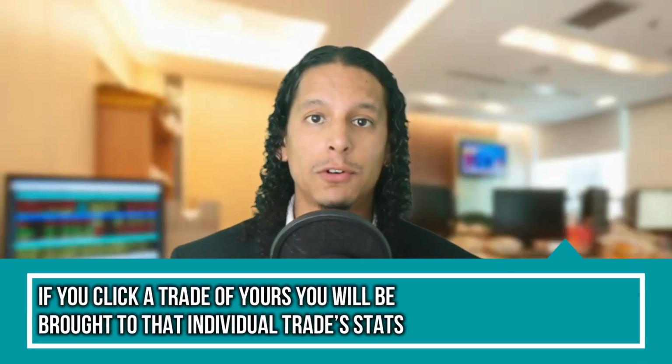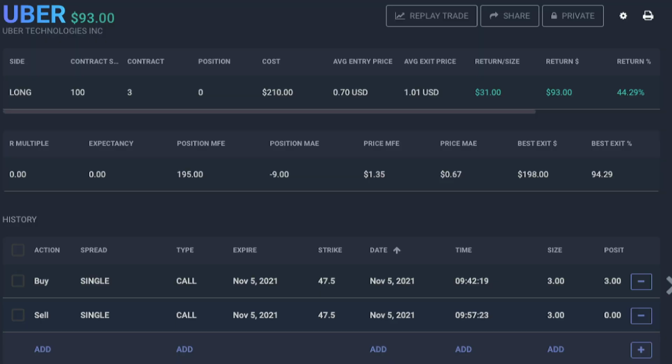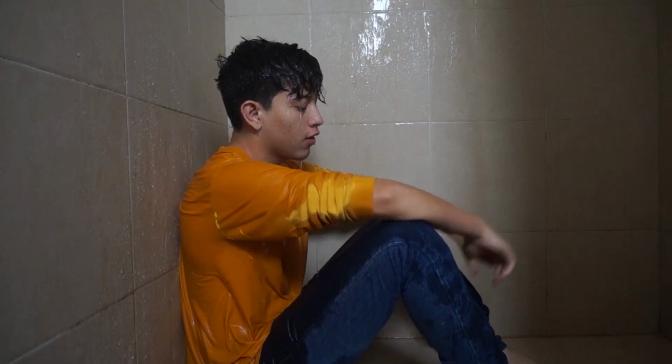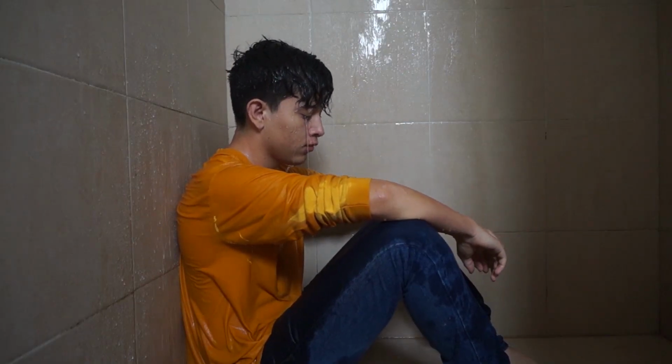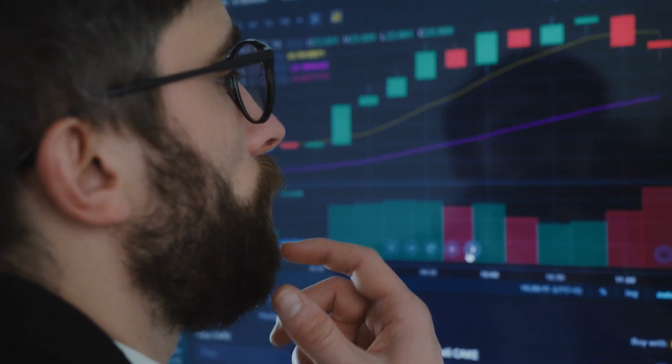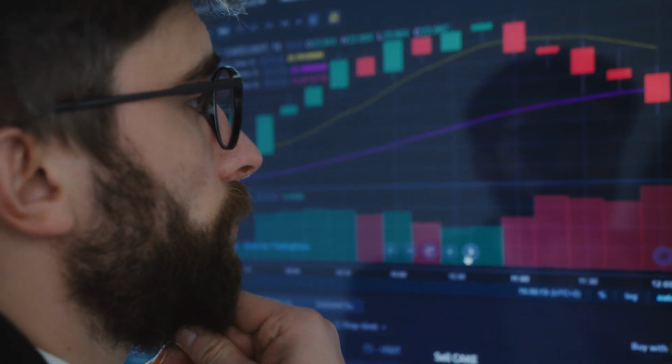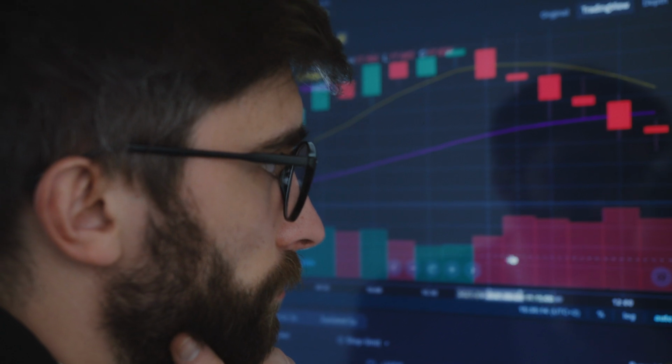So if you click a trade of yours, you'll be brought to that individual trade stats. It'll show you the cost, average entry price, and exit price. Return size shows you how much money you made or lost per share. Then you can also see how much money you made in dollar or percentage amount. The MFE stands for maximum favorable exertion, and MFA stands for maximum adverse exertion. The MFE price marks the highest price the stock was at during your trade. If you're shorting the stock, it will show you the lowest price, so the most potential profit you had during that trade.